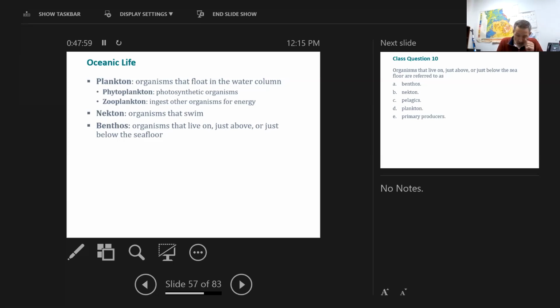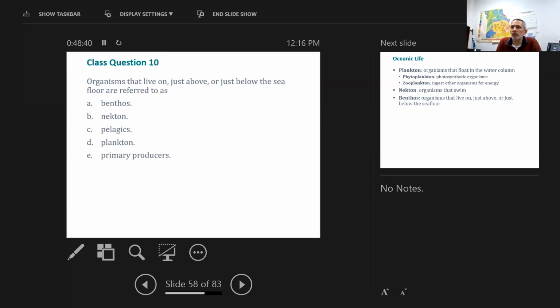Just like humans, we can't produce our own energy. We can't convert the energy from the sun directly into sugars, and so we're going to have to rely on those phytoplankton. So if you are eating something else, you're a zooplankton. If you're a plant, creating your own energy using photosynthesis, then you'd be a phytoplankton, or phyto. And if you're an organism that can swim, you'd be called nekton. If you're on the bottom of the ocean, you'd be benthos, organisms that live on or above the ocean floor.